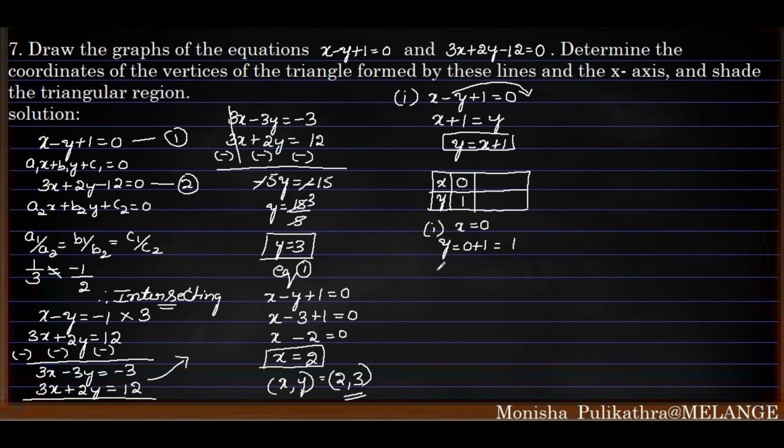Okay. So next I will take x is equal to 1 here. So y will become 1 plus 1, that is 2. When x is 1, y will be 2. Then the last point will be this intersecting point, that is x is equal to 2. So when I take x is equal to 2, y will become 2 plus 1, 3. So when x is 2, y will become 3. So this is the set of points for the first equation.